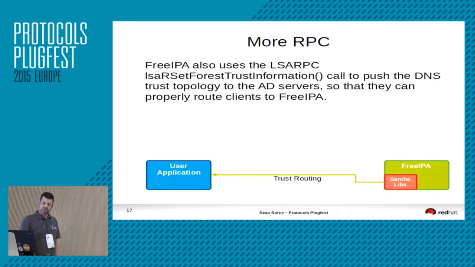And the same thing happens the other way around. So one of the things we need to do is to tell the Windows domain controller which domains we handle on our side.